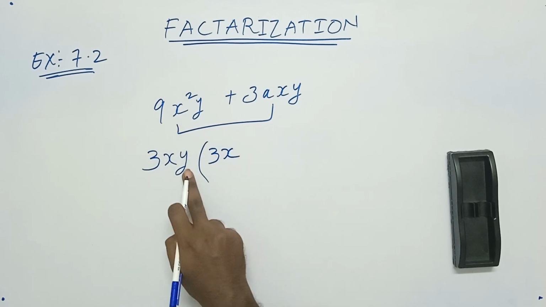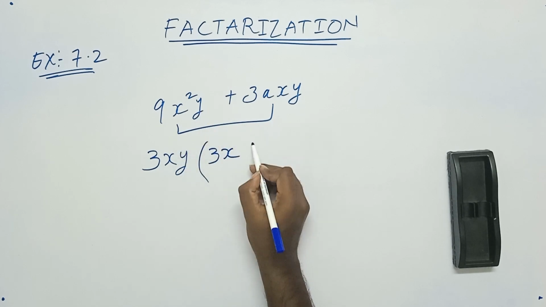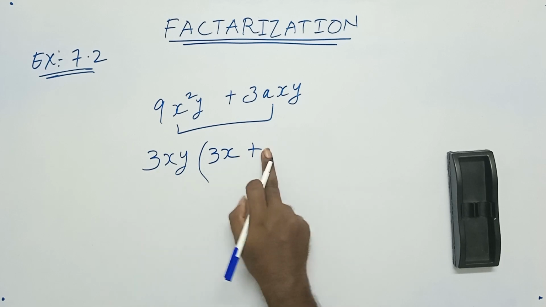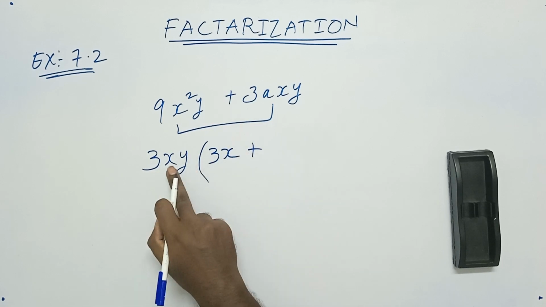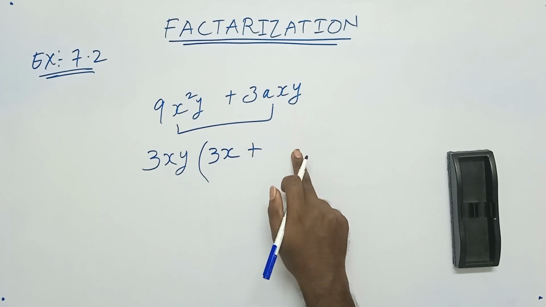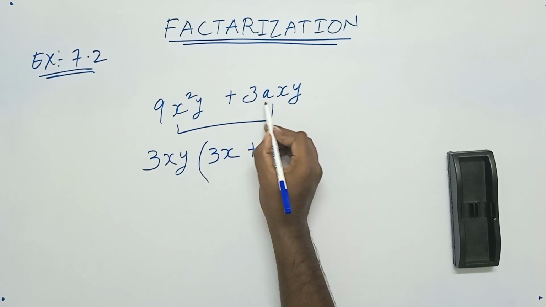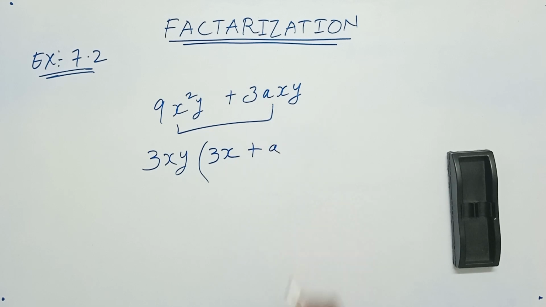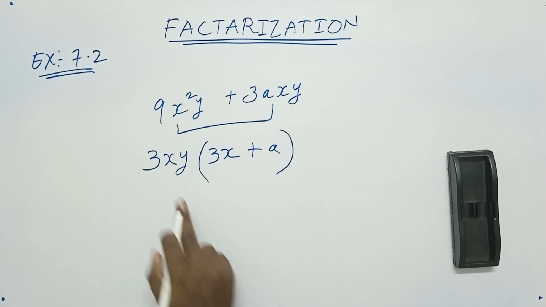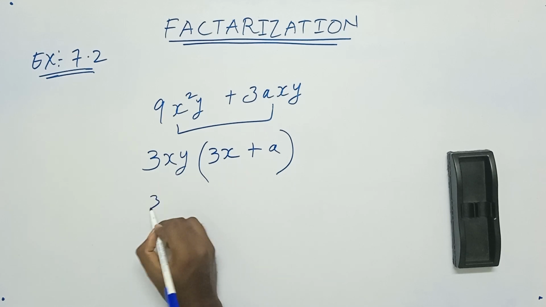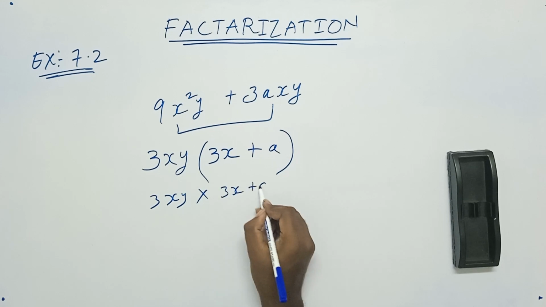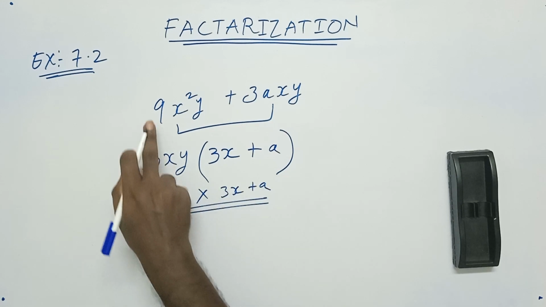Y times 1 is y. So moving forward, keeping a plus sign, 3 ones are 3. So x times 1 is x, y times 1 is y. The remaining a we are going to write as it is. So now what do we got? We got the product of its factors, which is 3xy into 3x plus a, are the factors of the given expression.